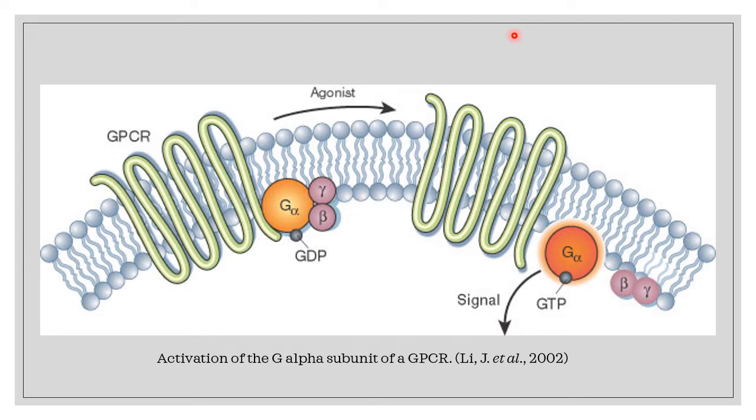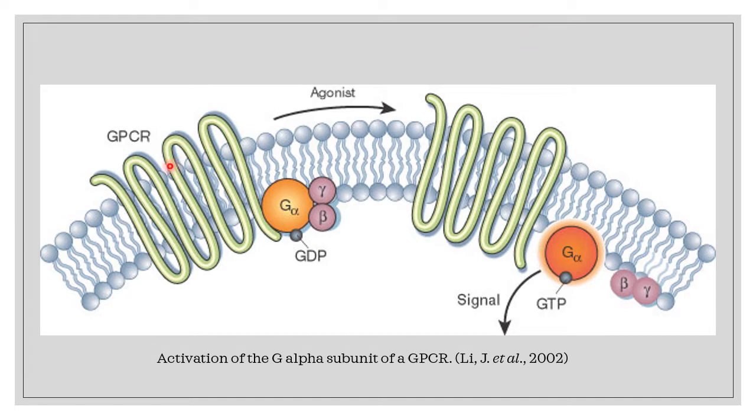So what are G proteins? G proteins are specialized proteins with the ability to bind to the nucleotides GTP and GDP. GTP refers to guanosine triphosphate, and GDP refers to guanosine diphosphate. The G proteins that associate with our GPCR are said to be heterotrimeric, meaning they have three different subunits. We have the alpha subunit, the beta subunit, and the gamma subunit, and they are attached to the plasma membrane by lipid anchors.